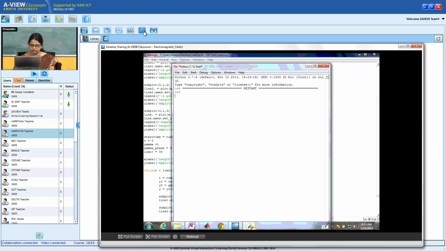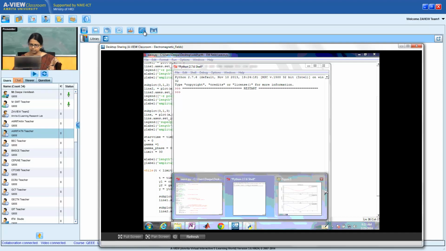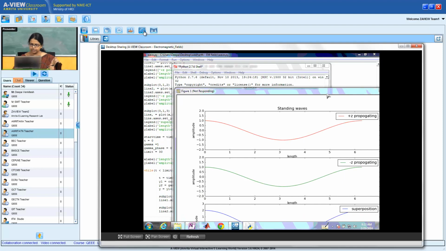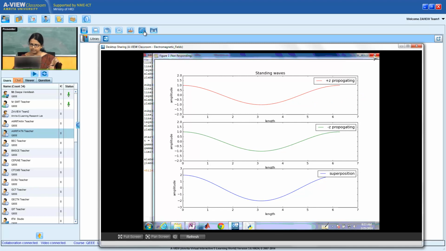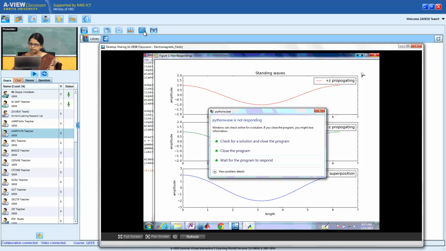It's running, but it looks like it doesn't like this screen to be shared, and so it's playing up. Okay, here's our figure which shows the standing wave, but it is not showing up as a function of time.